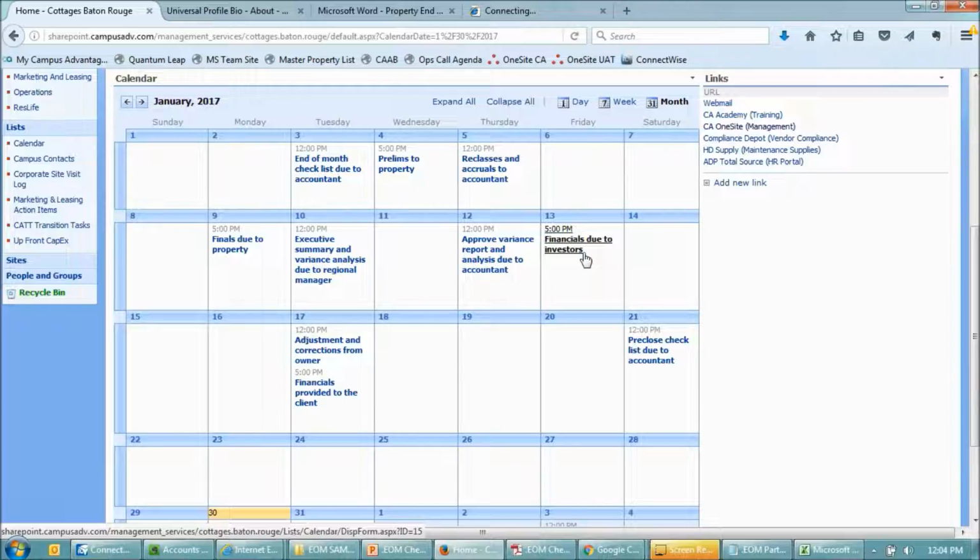For the executive summary report that we're supposed to fill out, there's a template. The academy has the template. Your regional manager should be able to walk you through what needs to be done on the executive summary, but we have a standard format.